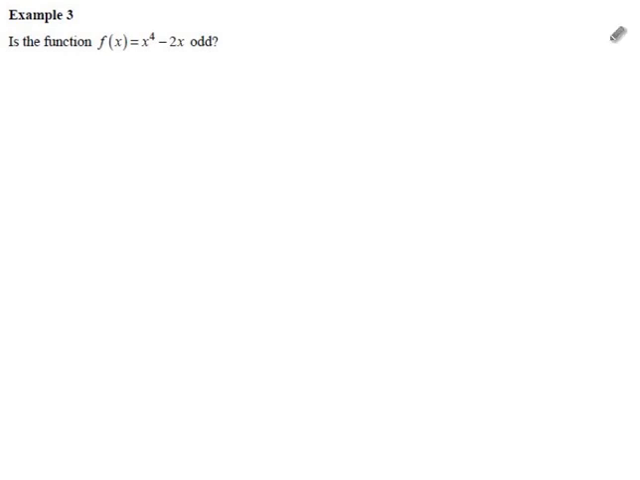Is the function f of x odd? In other words, does it have odd symmetry? For odd symmetry, there's a test like there is for even symmetry, and it even starts out the same. For both tests, what you do is you put in negative x.